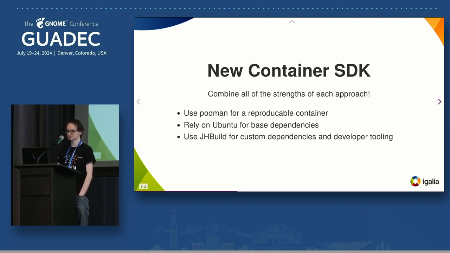So our new container solution kind of implements the strengths of all those approaches. We use Podman, so we still get a container. But for the image, we just use Ubuntu. It has long-term support. It's very common. People understand it. And we continue to use jhbuild on top of that because it's quite useful as a developer tool for building things, which we'll get into.